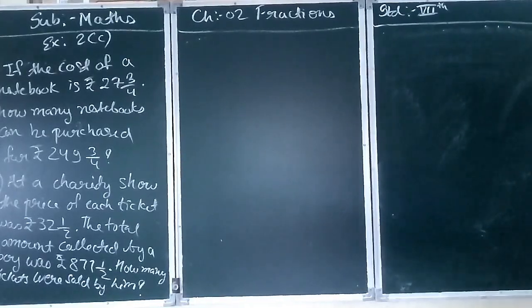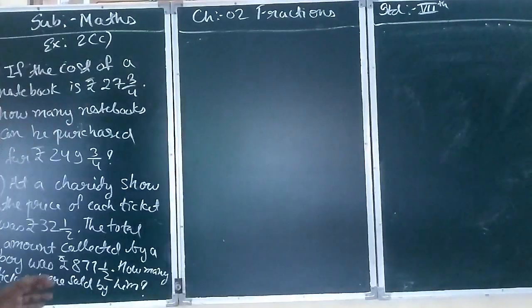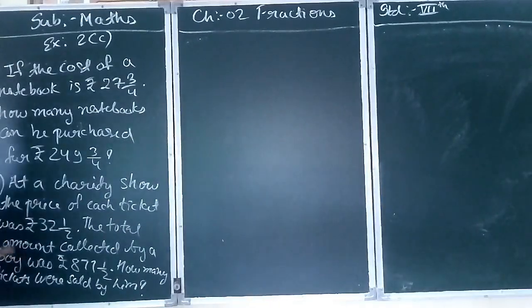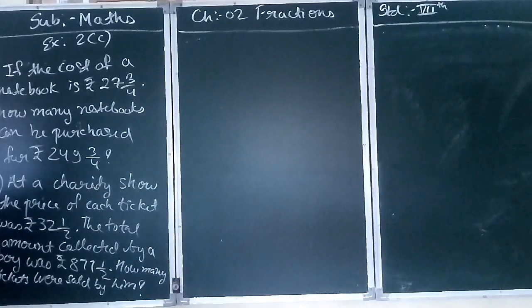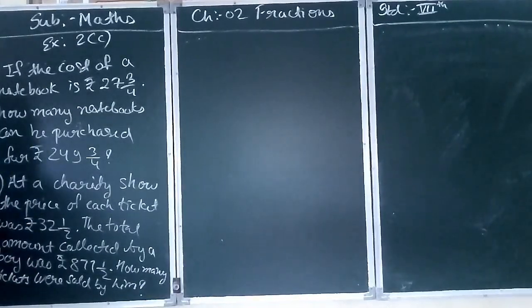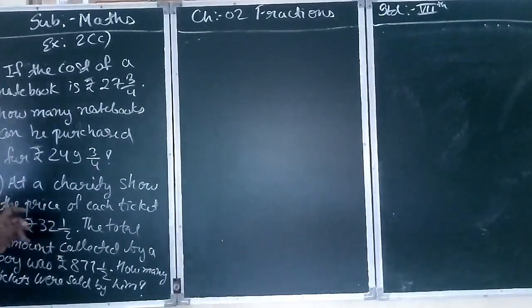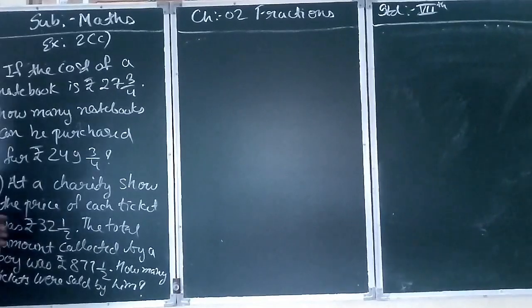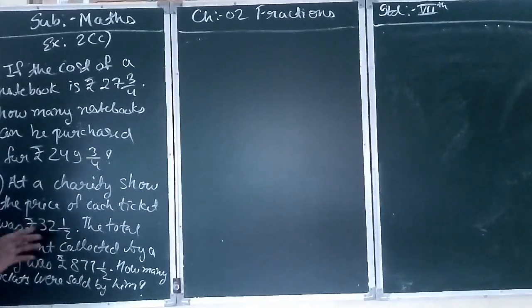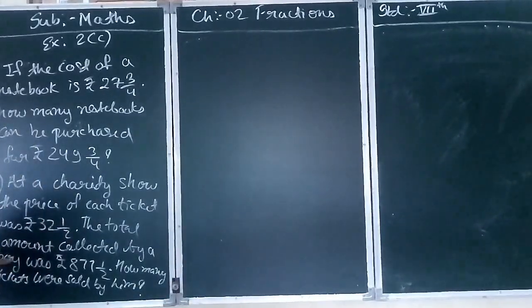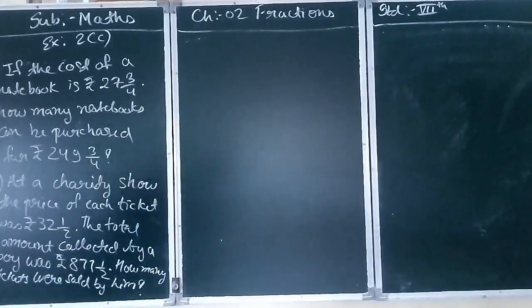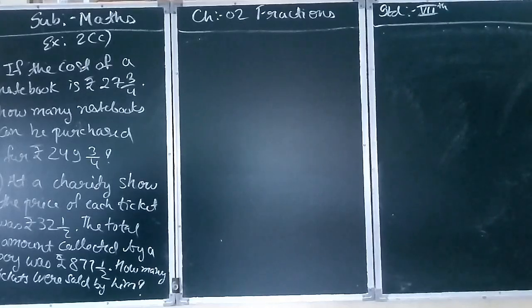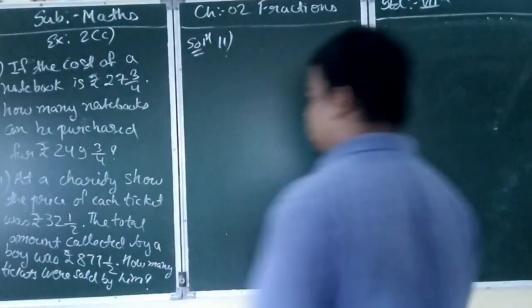So we move to the next question, question number 11. At a charity show, the price of each ticket was rupees 32 1 by 2. A ticket price is 32 rupees 1 by 2. Total amount collection is rupees 877, sorry, 807.